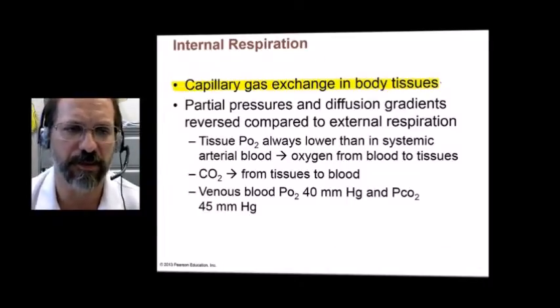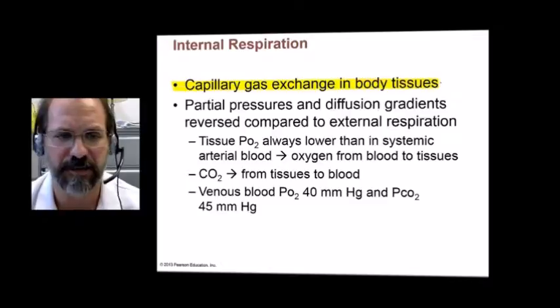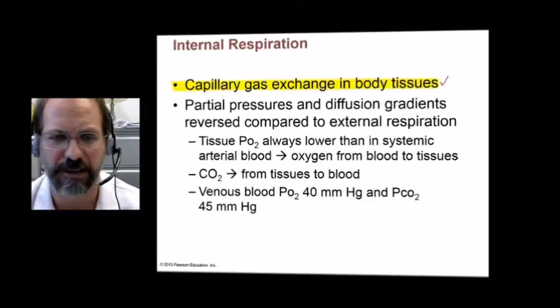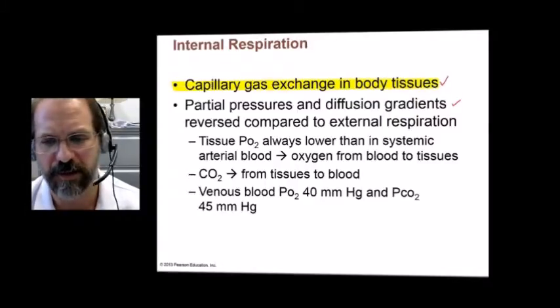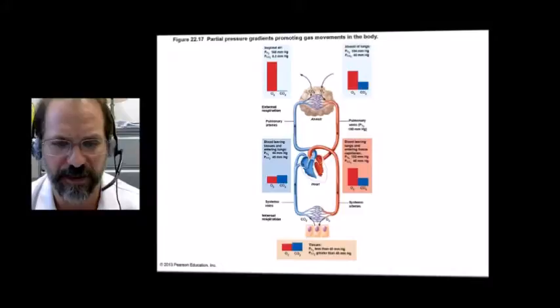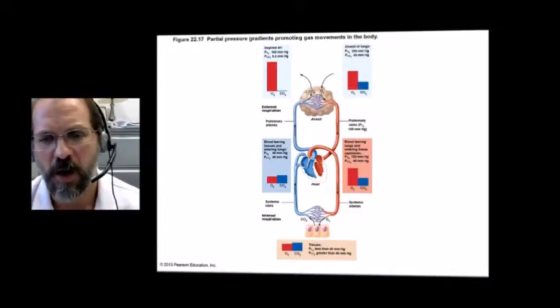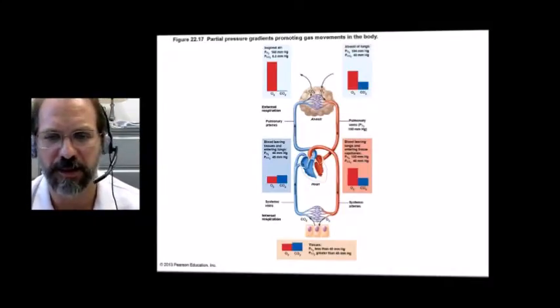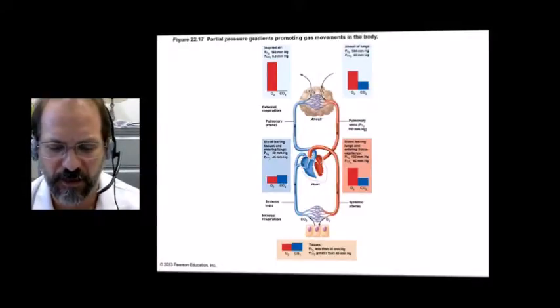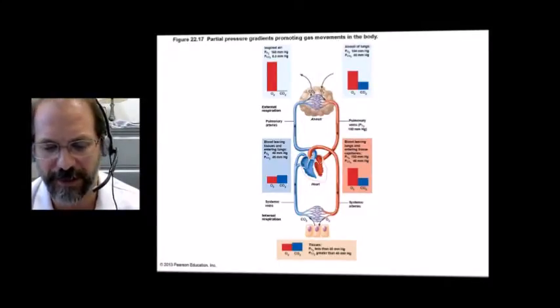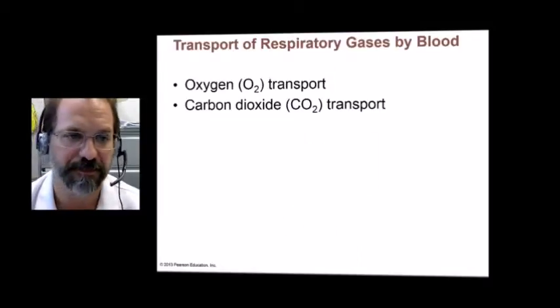All right, internal respiration. This is capillary gas exchange in the tissues. Again, it's partial pressure gradient driven. It says reverse compared to external respiration. Well, let's take a look at that here. We're back to this chart. All that means is that in external respiration, we want to drive oxygen from the air into the blood. And in internal respiration, we want to drive oxygen from the blood into the tissues.